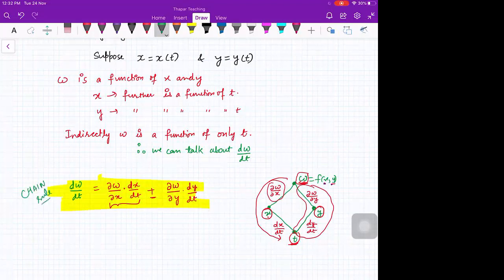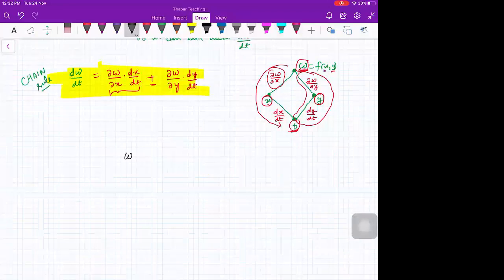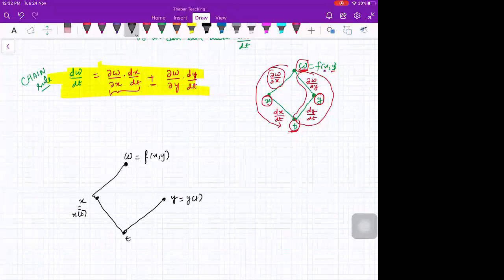Okay, let me explain again. So you see, this is your situation. You have w, a function of x and y, right? So this is your w here. So it is a function of x and y. x further is a function of t, and y further is a function of t. So it means that w is a function of t. So we will compute dw by dt, rate of change of w with respect to t.